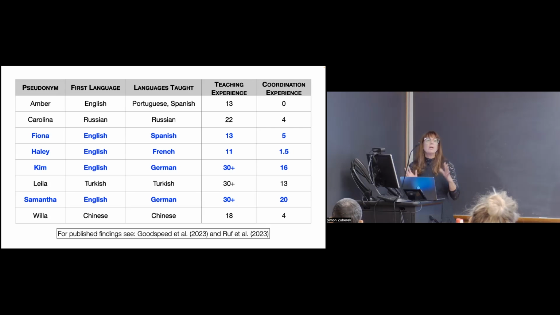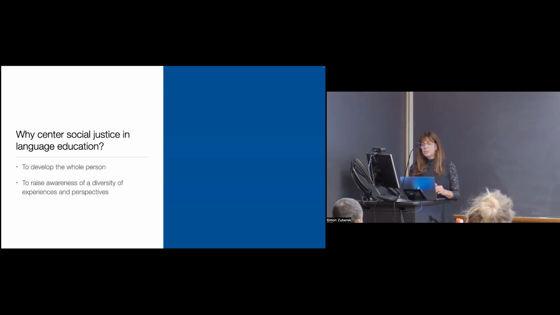Okay, so in what follows, I'm going to share what we've learned about how teachers understand and implement social justice through multiliteracies pedagogy. And then I'm going to highlight some of the affordances and constraints that the teachers encountered as they did this work. So first, I want to explain what we learned about why our participants think it's important to center social justice in language education.